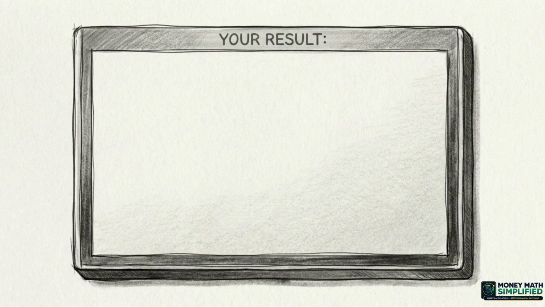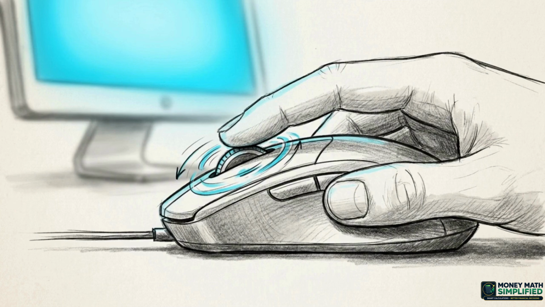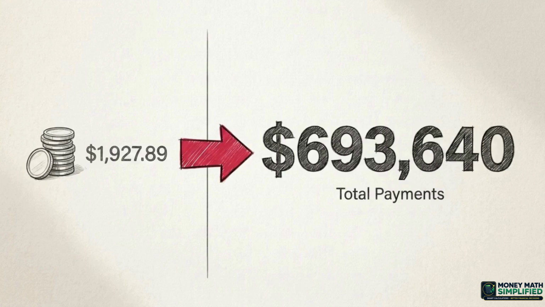The first thing you see is your primary result, the estimated monthly payment. In this scenario, it comes out to $1,927.89. To understand the full picture, scroll down to the payment breakdown section. You can compare that monthly figure directly against the $693,640 total lifetime payments you'll make over 30 years.